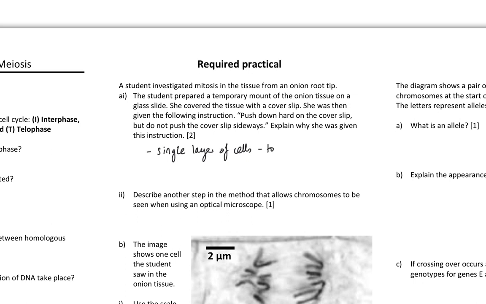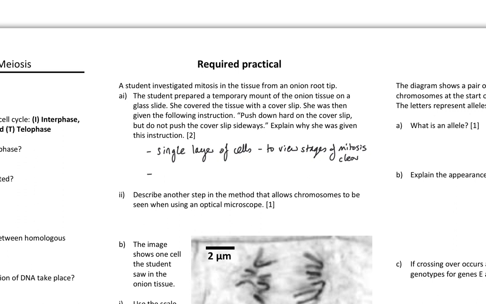To view chromosomes, or to view stages of mitosis. Remember, even if I have 2 cells thick, that's thin. If one cell's over another cell, it's going to obscure the other one. So a single layer of cells.